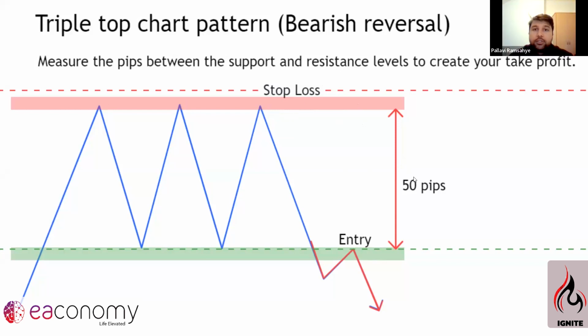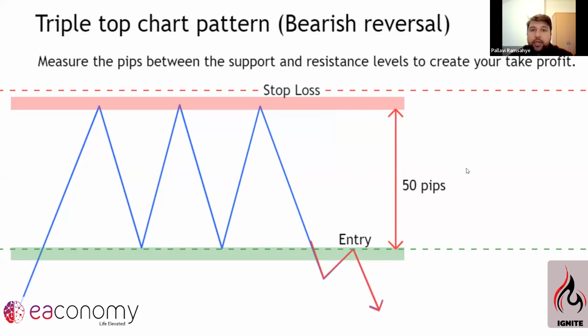And then with regards to your take profits, essentially what you're doing is you're measuring the amount of pips between the resistance and the support, and then you can place your take profit accordingly. So for example, this is 50 pips, okay? So this is 50 pips in between the resistance and the support. So then you can set your take profit as 50 pips, okay?